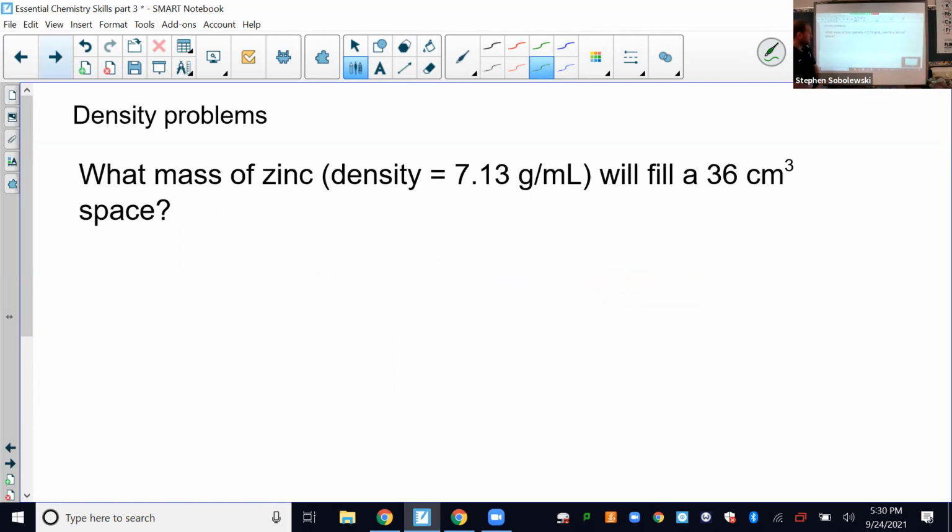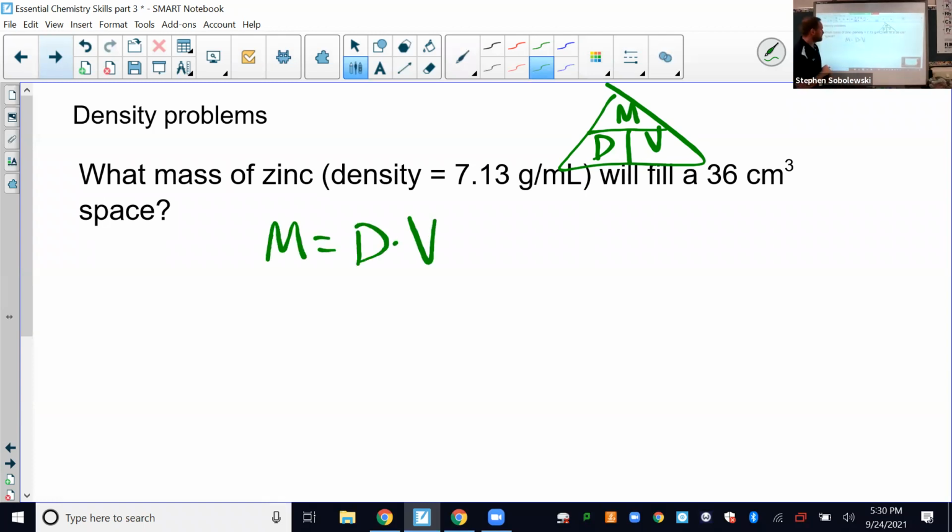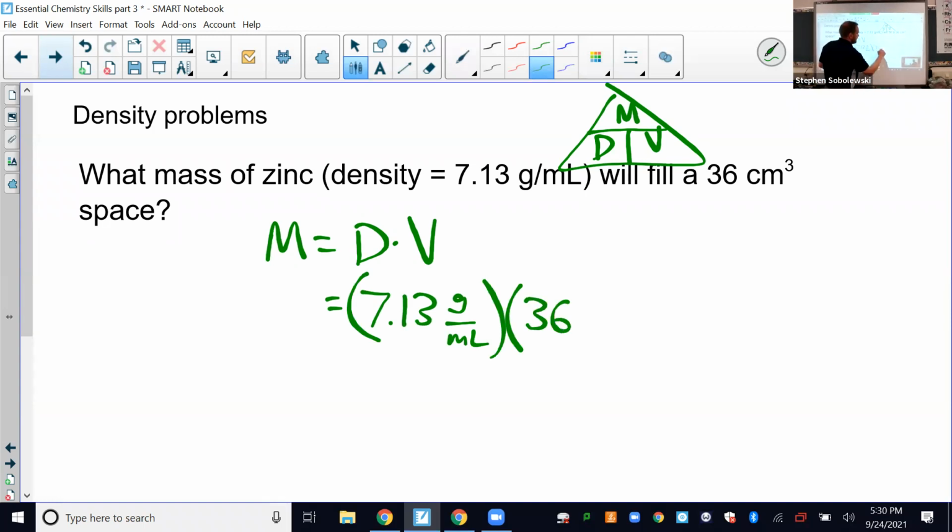What is the mass of zinc, density equals 7.13 grams per milliliter, that will fill a 36 cubic centimeter space? So we're solving for mass. DMV mountain. Mass equals, you cover up the M, D times V, which equals my density, 7.13 grams per milliliter, times V, 36 centimeters cubed.